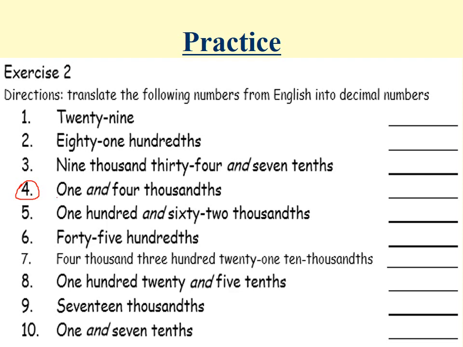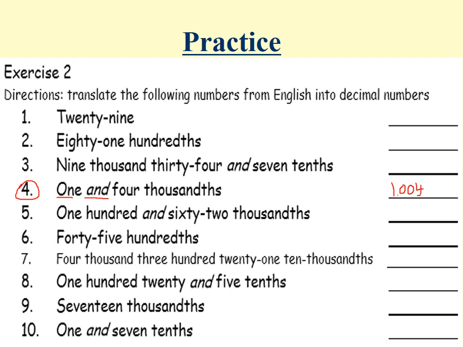So the first part before the "and", remember, represents our whole number. So we have 1 is our whole number, and "and" is our decimal. We have 4 thousandths. So our 4 is in the thousandths position. So the first position we encounter is our tenths, so there's going to be a 0 there. The second position is our hundredths, so there's going to be a 0 there. But the third position, that's our thousandths, so that's where our 4 is going to be. So we have 1 and 4 thousandths.